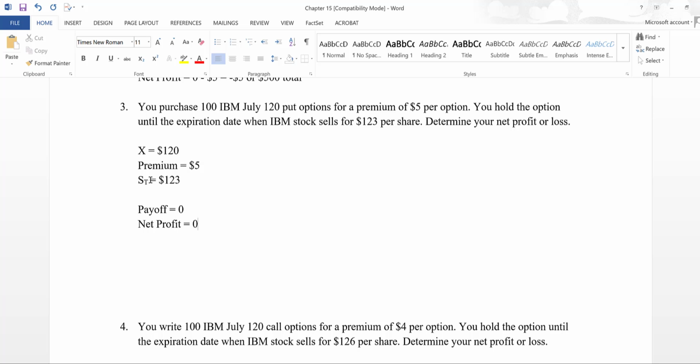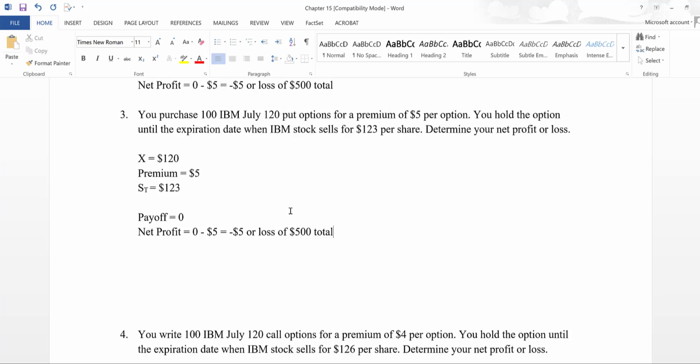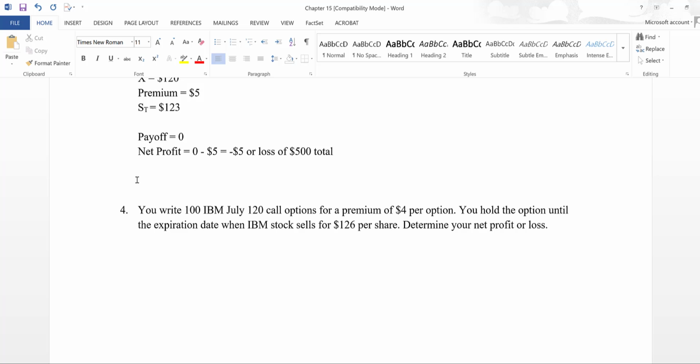So net profit is 0 minus 5, so negative $5, or $500. Now let me also write that here. There's a loss of $500. Okay, just to make sure we get it right. Loss of $500 altogether, right, for 100 options. So this is also a losing position.